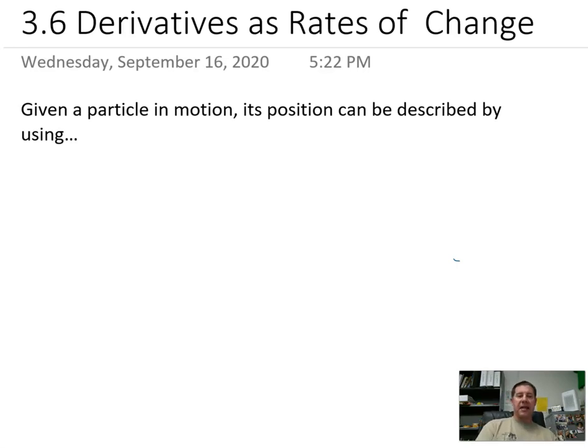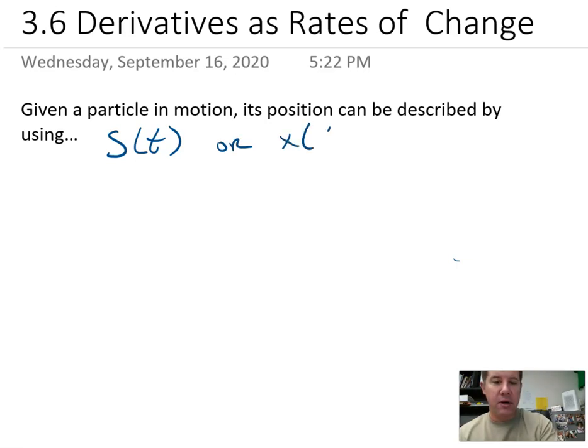All right, so let's start out here. Given a particle in motion, its position can be described by using the function. For us in calculus, we will generally use S of t to talk about the position of a function. Sometimes you will see, and in physics, I believe you use more x of t, but both of these are functions that we use to describe position. For us, mainly we are going to use S of t. I think you see that one way more often in calculus. x of t is more of a physics thing, but it does pop up from time to time.